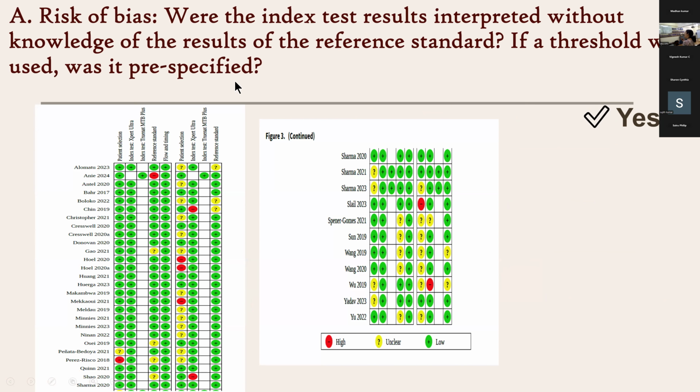So were the index test results interpreted without knowledge of the results of the reference standard? If a threshold was used, was it pre-specified? They actually give you each study, and we've looked at it as well. But here, as you can see in the index test, for Ultra, there was no risk of bias. And there were only 3 TrueNat studies. They also didn't have any risk of bias. So overall, I've also given yes.